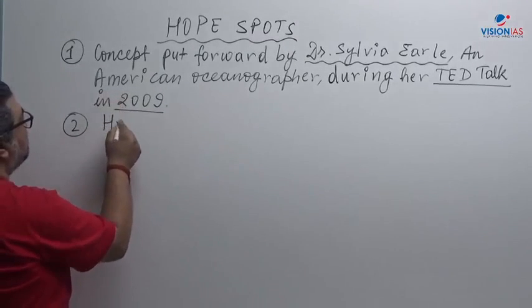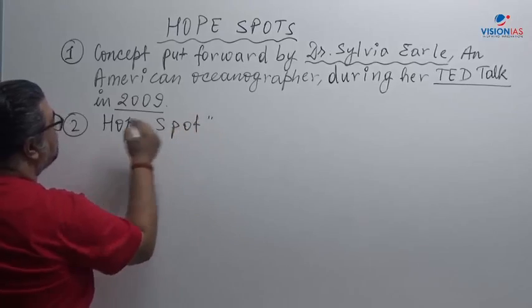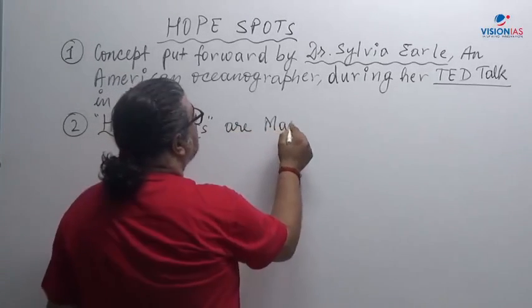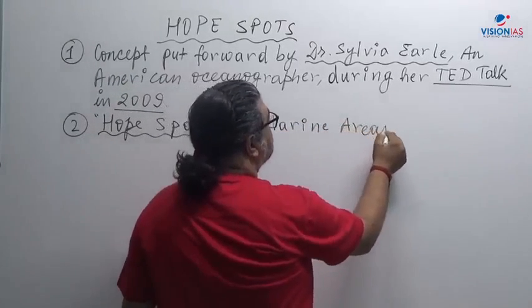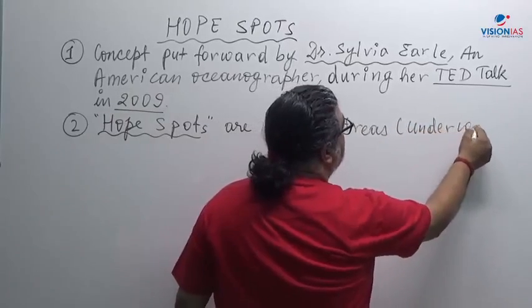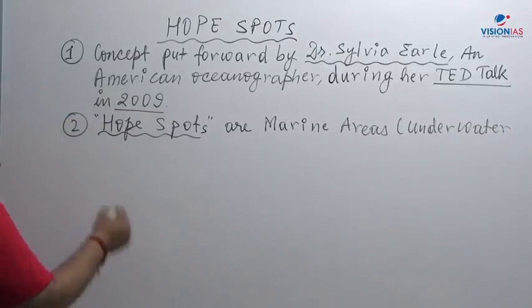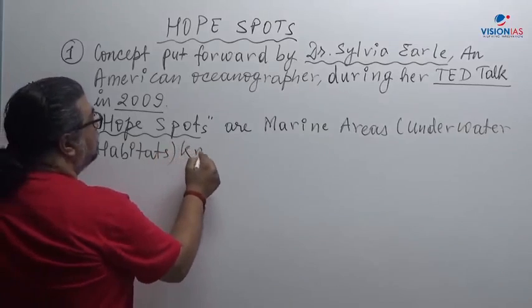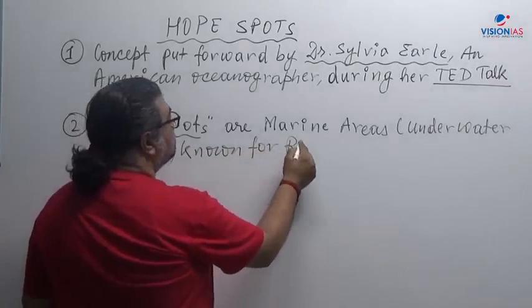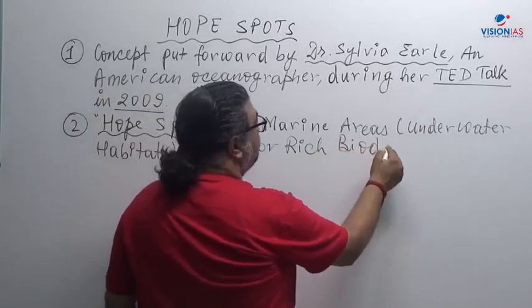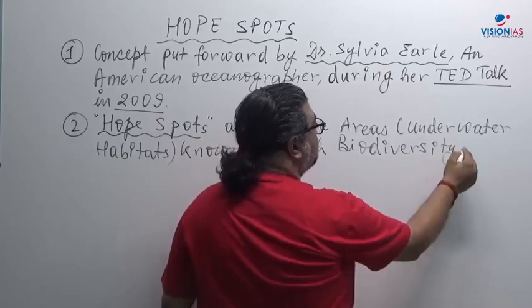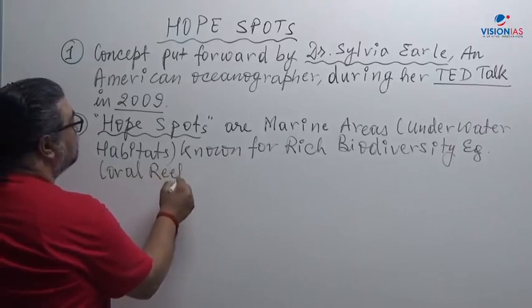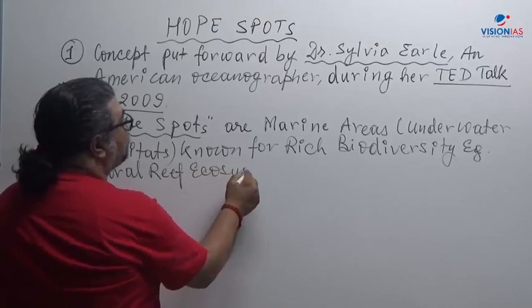So, hotspots are basically, when you say hotspot, what is a hotspot? Hotspots are marine areas. You can say critical underwater habitats, under-ocean habitats, known for rich biodiversity. For example, coral reef. I'll just give an example here. Coral reef is an underwater ecosystem.